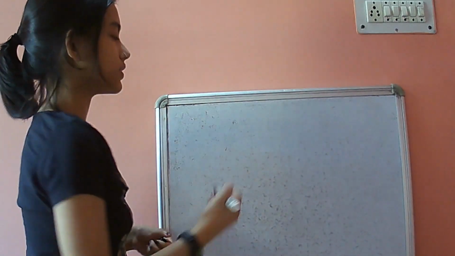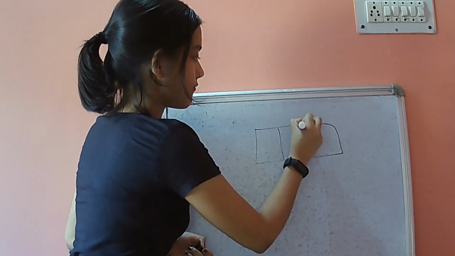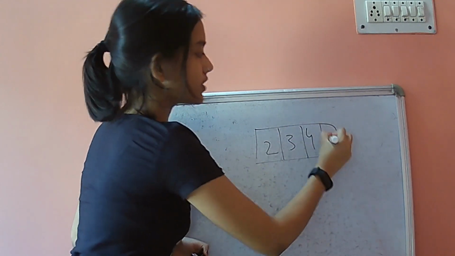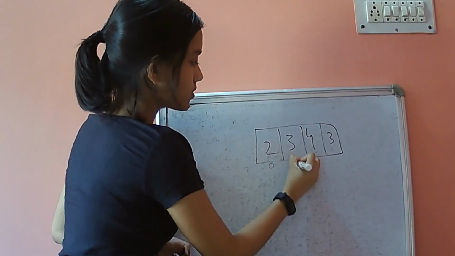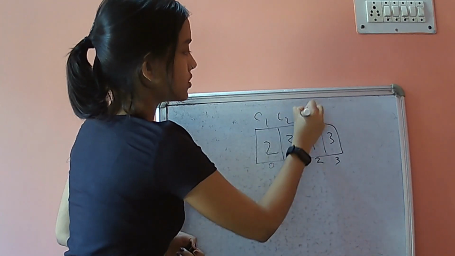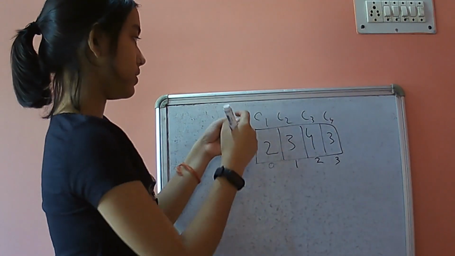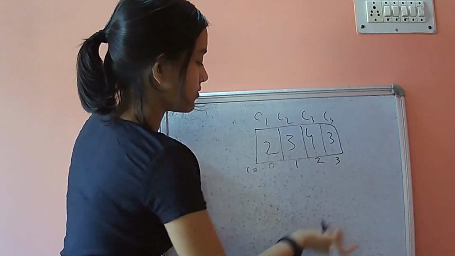So, consider that you're given the list, which is already given, like 2, 3, 4, 3. We follow zero-based indexing, so this is 0, 1, 2, 3. These are the positions. This is C1, this is C2, this is C3, this is C4. According to the question, these are the values of I.